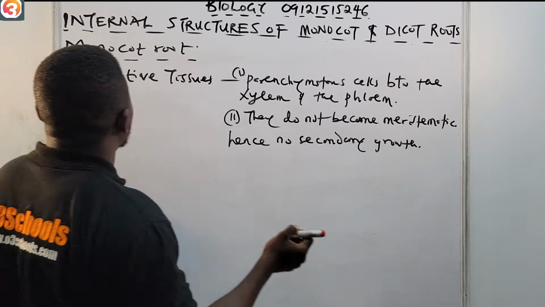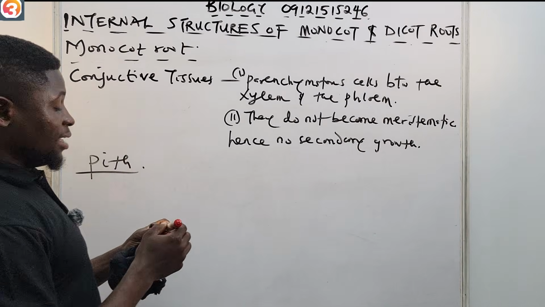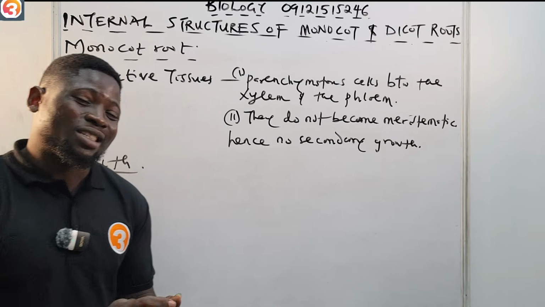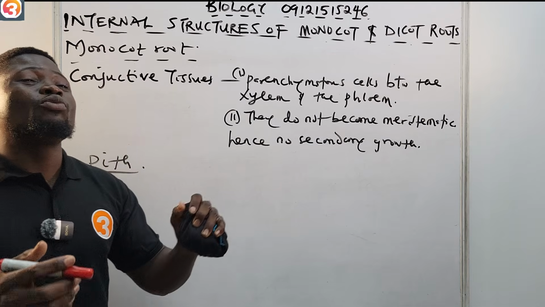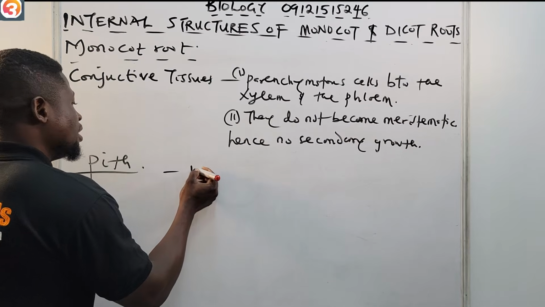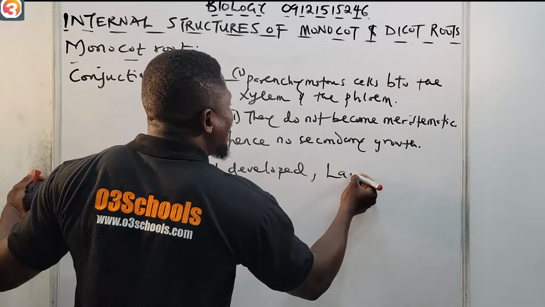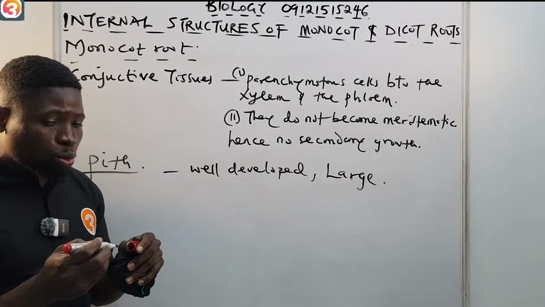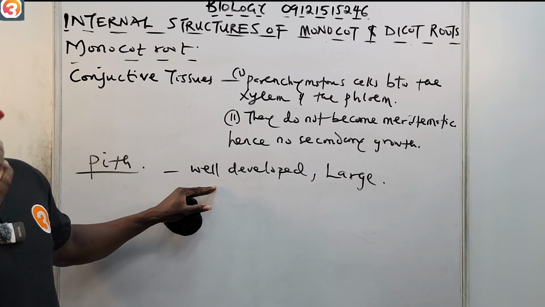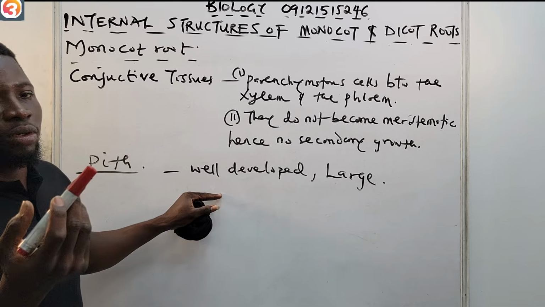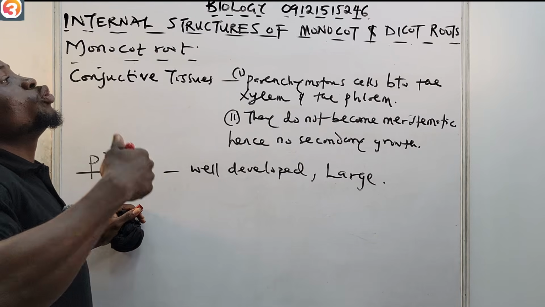And then lastly, that will now take us to the pith, P-I-T-H. We know the pith, isn't it? For the dicot root, the pith is small or absent. But for the monocot root, it is well developed. The pith is well developed and large, very big. And of course it's made up of parenchyma cells also, like we said for the dicot root.